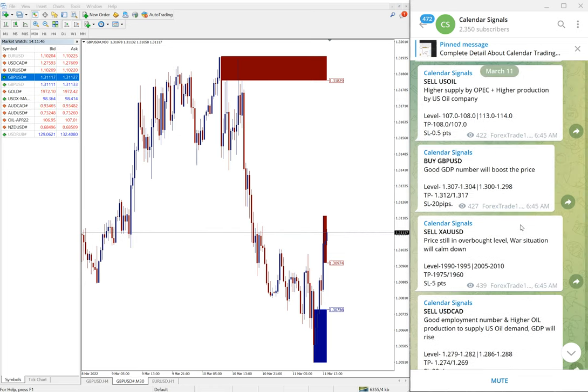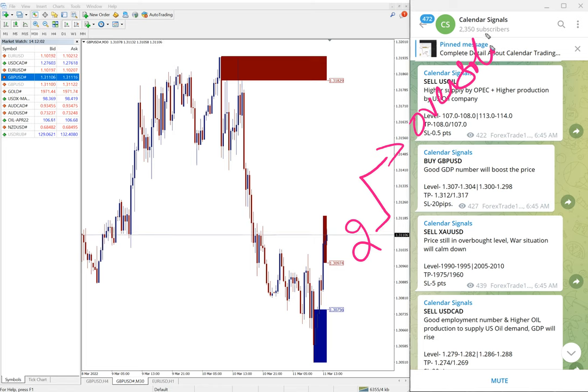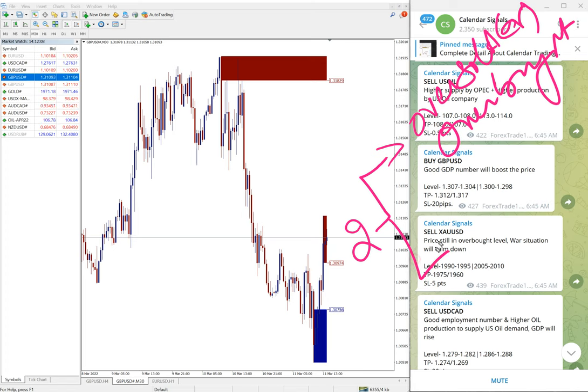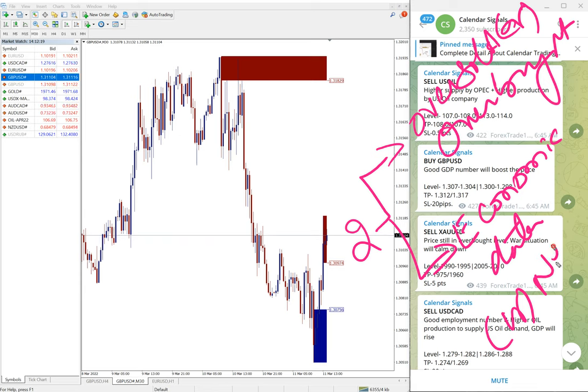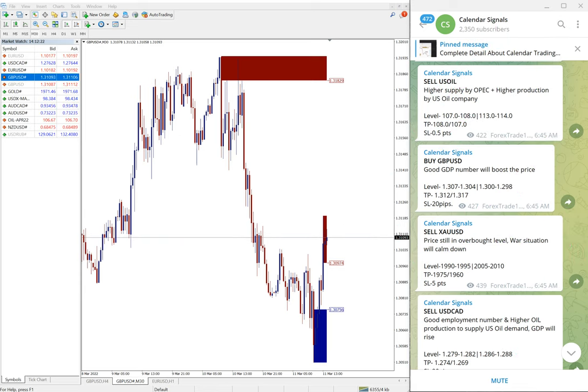Before going into performance, we want to let you know what we base the signals on, on this calendar signal channel. It is based on two aspects. One is oversold or overbought condition. And the second, which is the most important aspect, is economic data or news. Today we gave sell US oil, buy GBPUSD, sell XAUUSD and sell USDCAD.